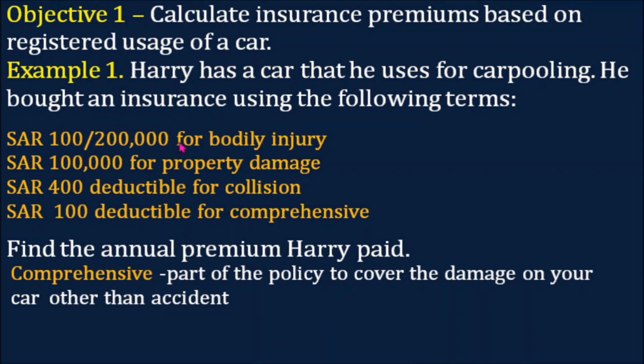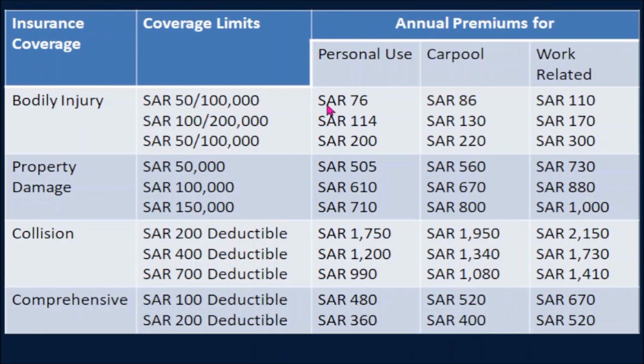Now, how do we answer this problem? We can answer this problem by looking at the given table. This is the given table. So this column here is about the insurance coverage. Then the next column is about the coverage limits, then the annual premiums. So the problem was insuring a car that will be used in carpooling. So that means we are going to select the amounts from this column.